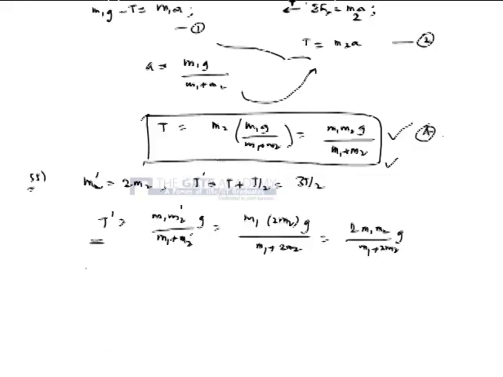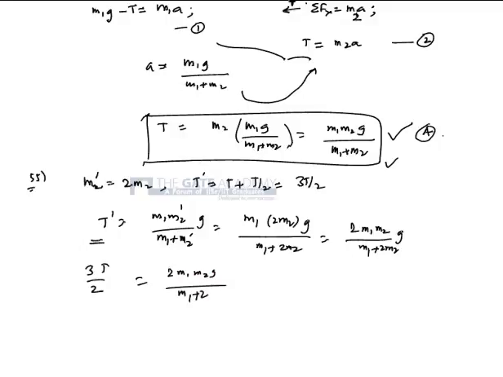Now T dash is nothing but 3T by 2, and let me write down this one here. Now 3 by 2, and this tension I can use from the old 54th bit, the old relation. Now straight away M1 M2 G cancels. So from this I can find out the relation between M1 and M2. Let me just simplify this.